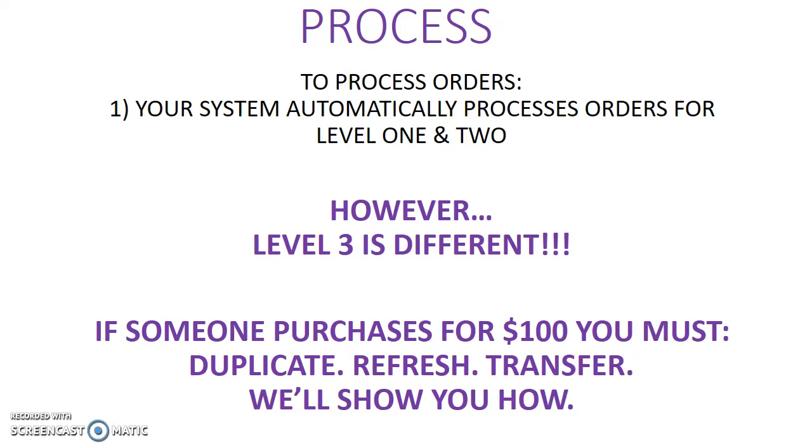Process. To process orders, your system automatically processes orders for level 1 and level 2. However, level 3 is different. If someone purchases for $100, you must duplicate, refresh, and transfer.